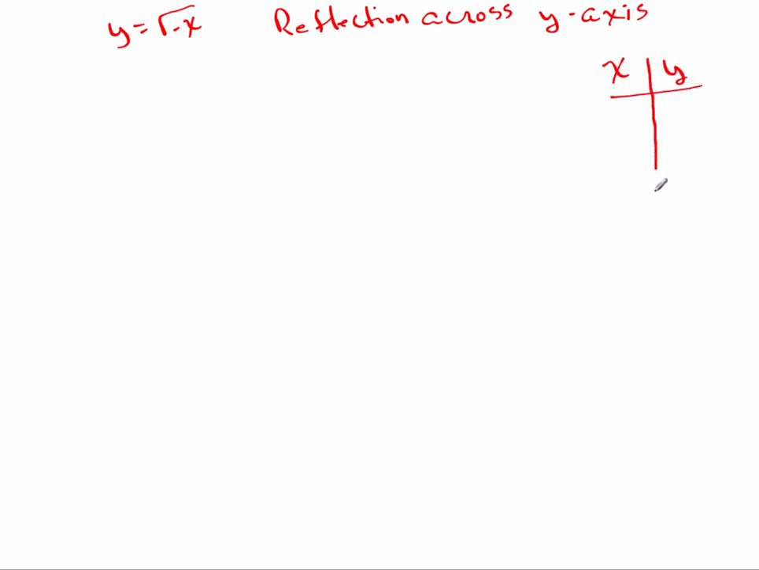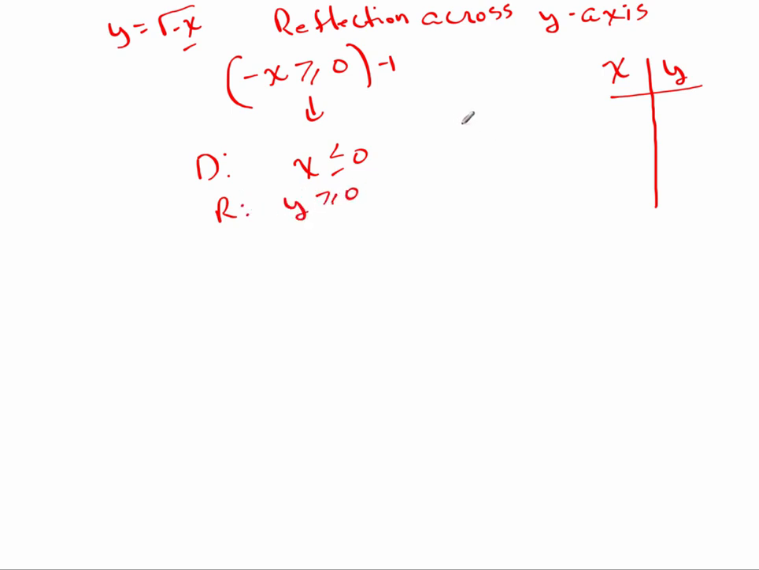This one, I know that -x, what's under my radical, has to be greater than or equal to 0. So when I solve this for x, I multiply the whole thing through by -1, and then I switch the sign, x has to be less than or equal to 0. -1 times 0 is 0. So for this one, the domain is x is less than or equal to 0, and the range is going to be y is greater than or equal to 0.